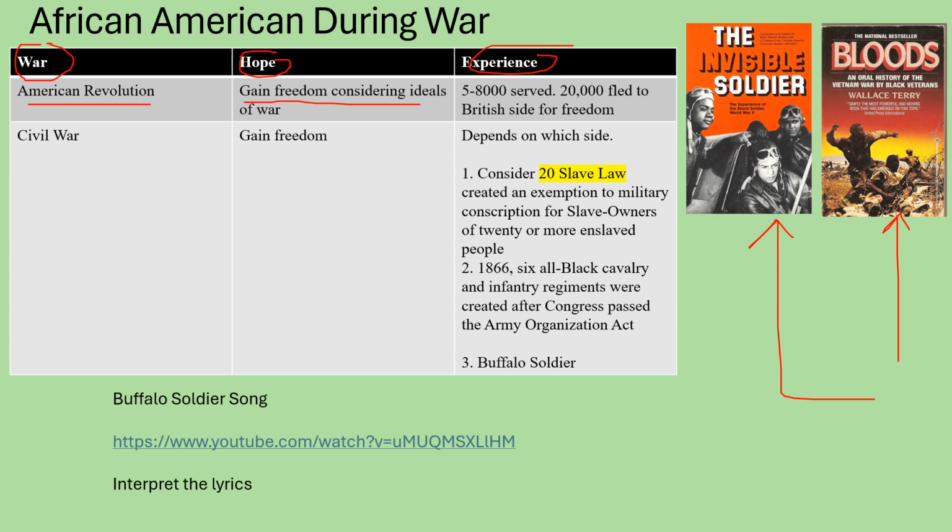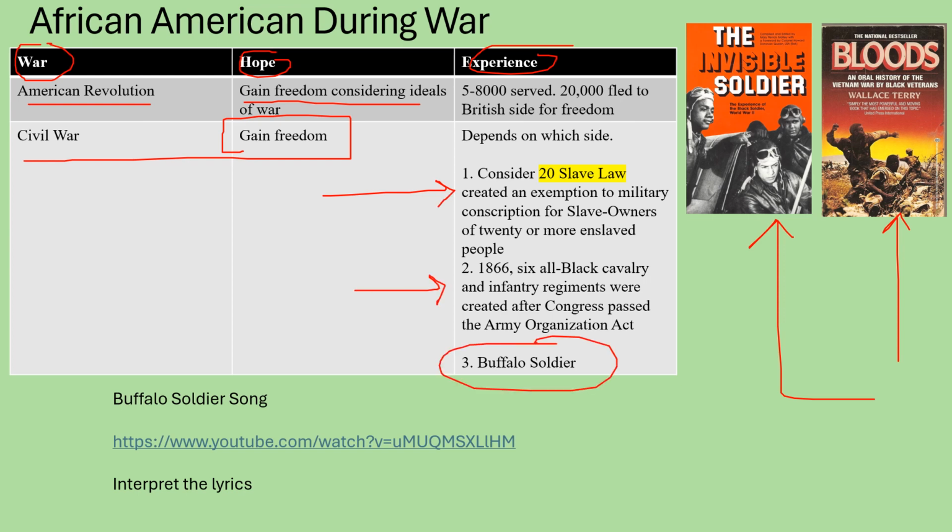It seems to be this attempt to try to prove your worth, pay your blood tax to society, a society that treats you as a second-class citizen, slave, depending on the decade. And during the Civil War, again, the goal here is to gain freedom. But we have some information here with the experience, as well as the song Buffalo Soldiers, because you have the segregated units even going back to that conflict, which is odd because it is about trying to end slavery.